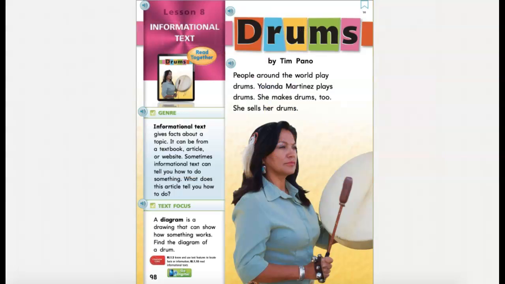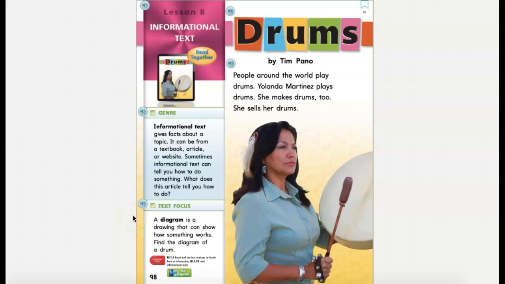Today we are going to be reading a story called Drums. Now our story Drums is an informational text. We've read some of these stories in this genre before. An informational text gives facts about a topic. It can be from a textbook, article, or website. Sometimes informational texts can tell you how to do something. What does this article tell you how to do?